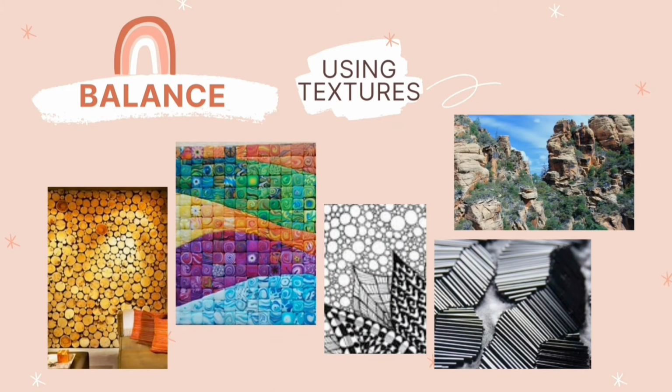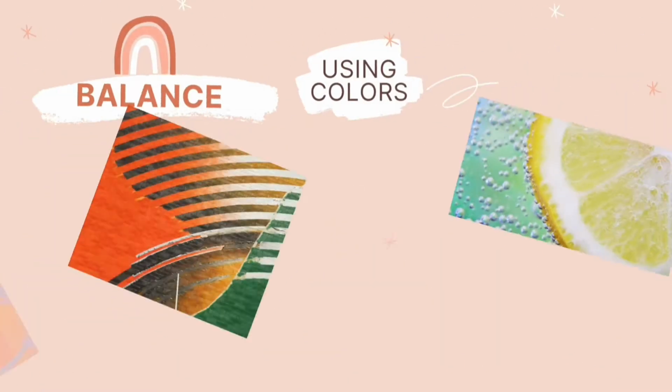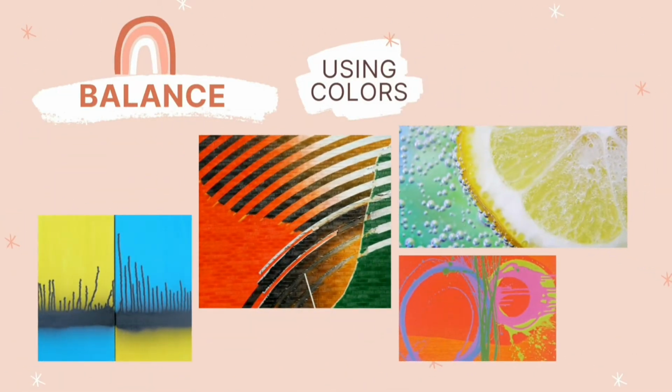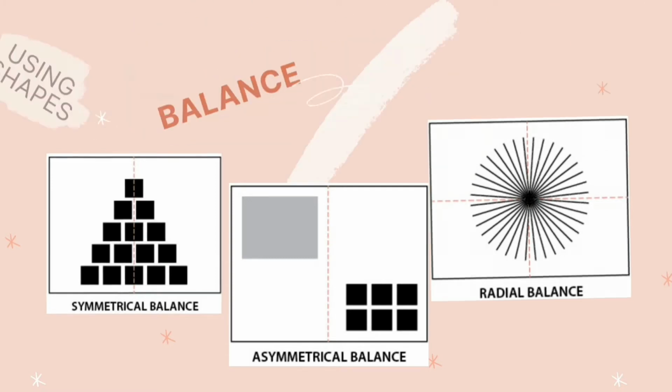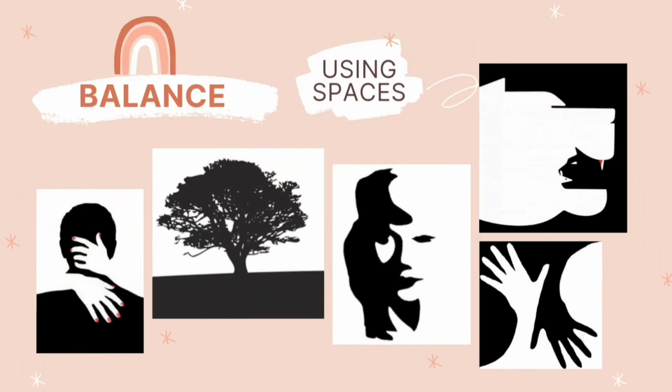Let's see how. Here are some examples of balancing using textures. We can use our color psychology of warm and cool colors for balancing our design using colors. Shapes can be seen as visual weights for balancing design. Here are some examples. We can take help of positive and negative spaces for balancing our designs.